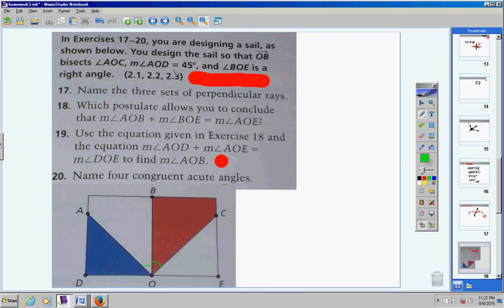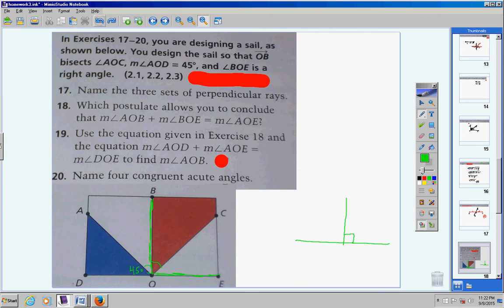Alright, now, let's see. AOD is 45 degrees, so I'm going to put that in here. And angle BOE is a right angle. Okay? So BOE from here to here is a right angle. Got it? Now come on guys, look over here. Think this through. If you know this is a right angle here, what does this have to be right over here also? A right angle. So if BOE, this whole angle here, is a right angle, then you know that means this angle right here is also a right angle. Got it?